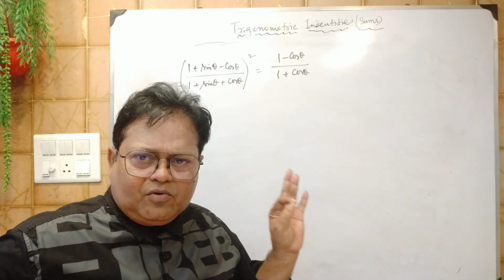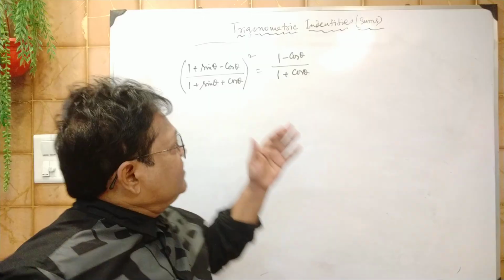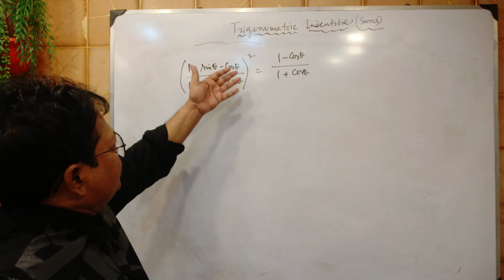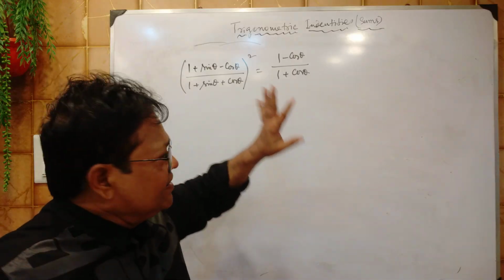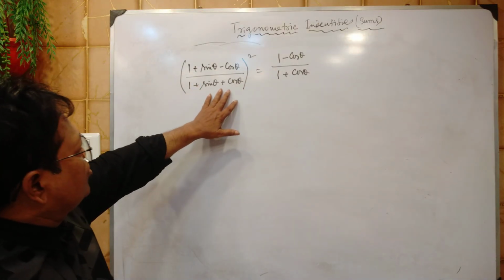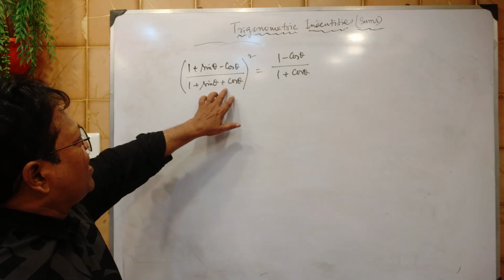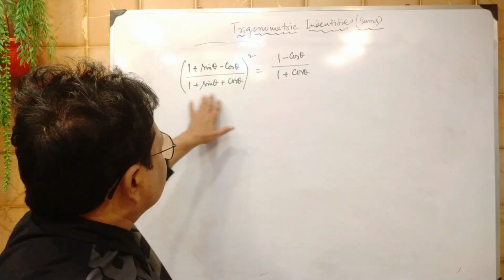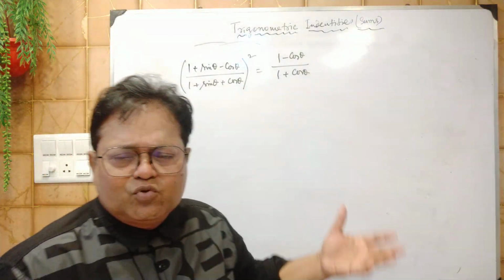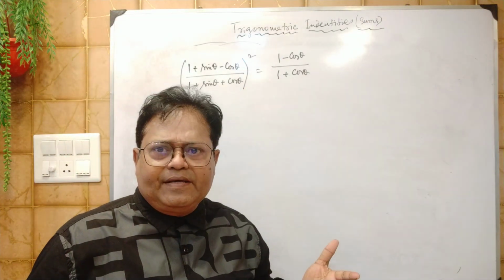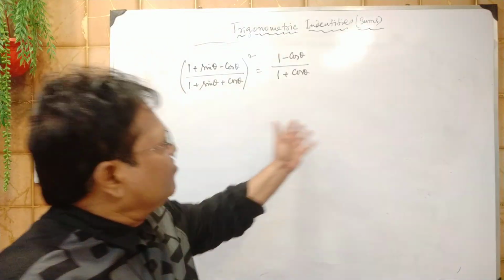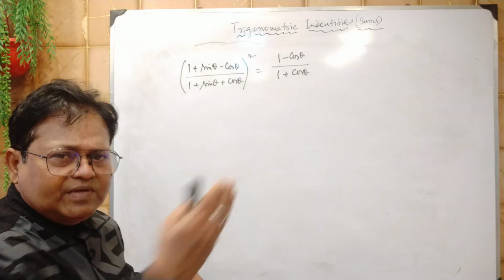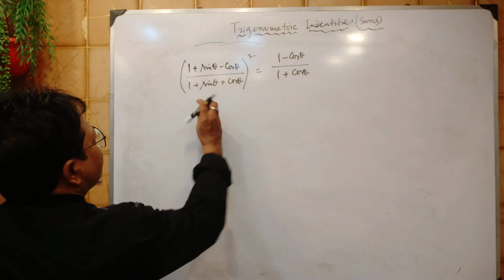Just you know what is conjugate. Here it is to be multiplied, both numerator and denominator, by the conjugate of this denominator. What is the conjugate of this denominator? 1 plus sin theta minus cos theta is the conjugate of this denominator. So you will have to multiply both numerator and denominator by this conjugate and then proceed. So you will see what I am doing. It's a big one.